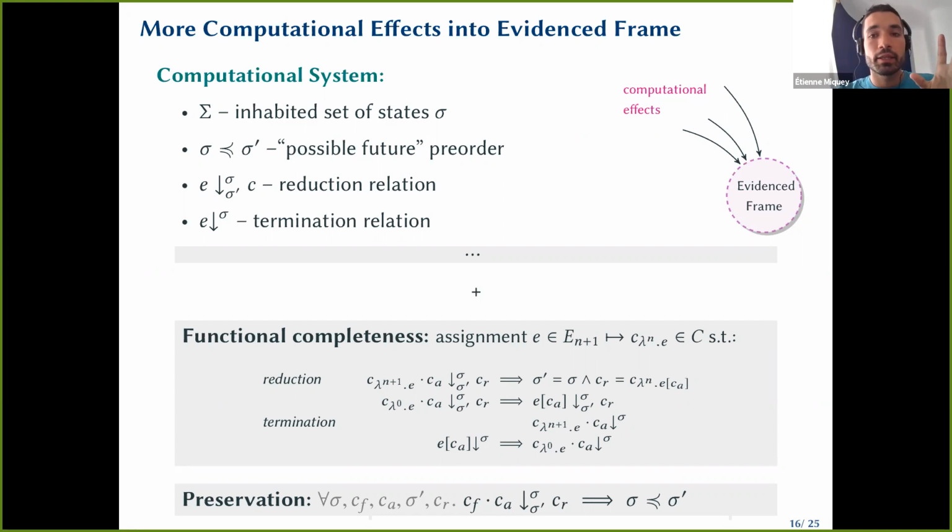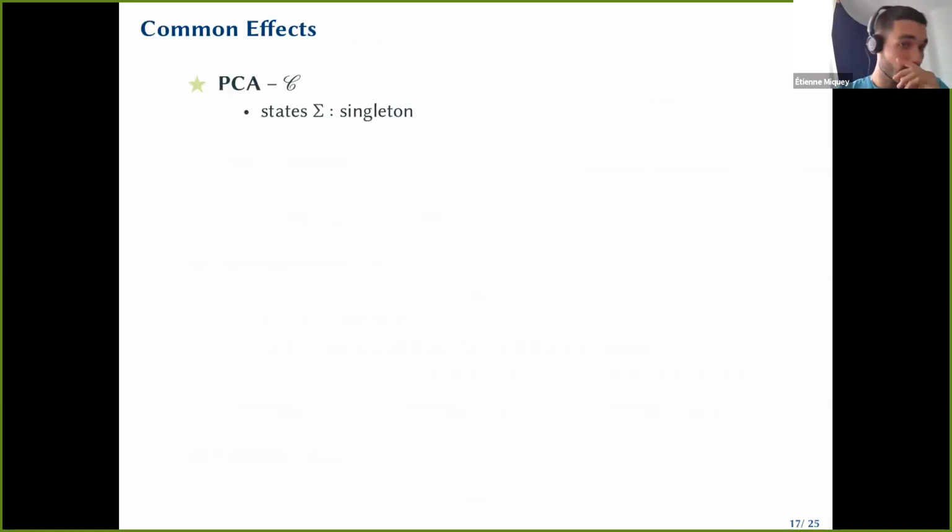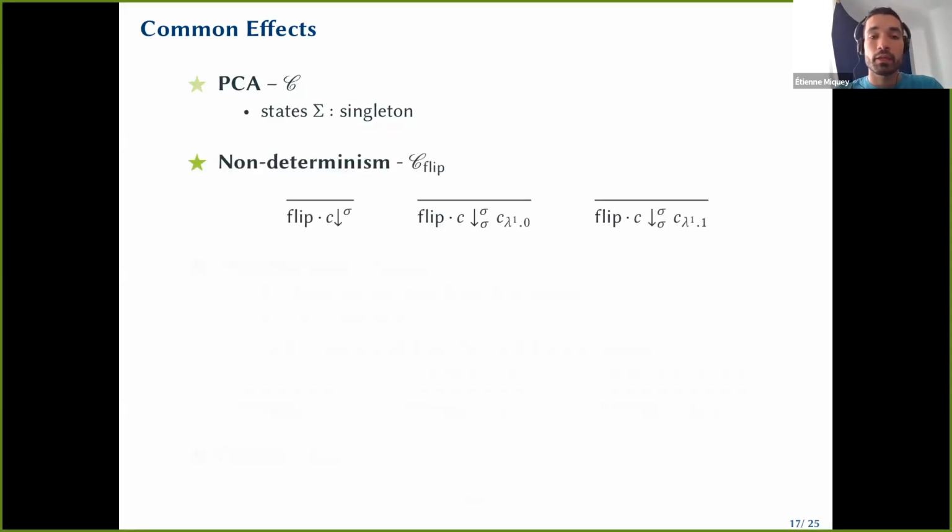Okay, and with just that definition, we have a way to incorporate several effects. So if we want to get back to a PCA, we only have to take as a set of states a singleton, and that's the exact same definition. It collapses to the definition of a PCA. If we want to take into account non-determinism, we just have to add to the set of codes a particular code we can call flip here, which is always terminating and which reduces either to the first projection or to true, the code representing the Boolean true, or to the code representing the Boolean false. Okay, you can think of it as you flip a coin, and then you get non-determinism.